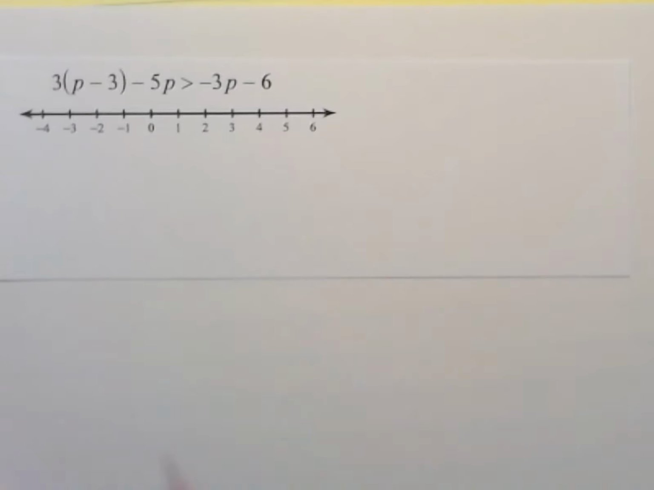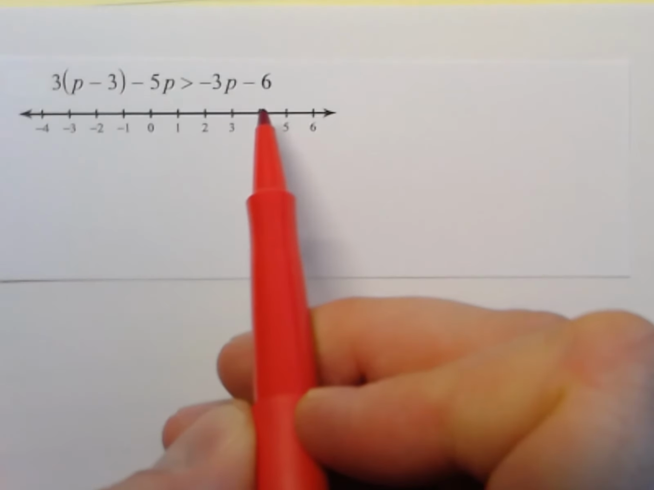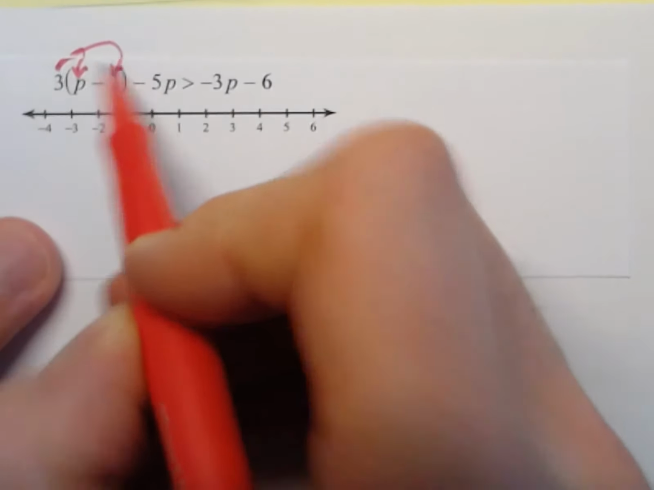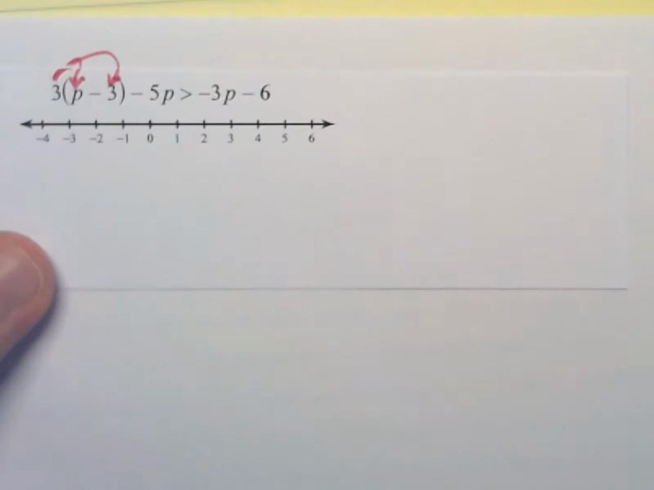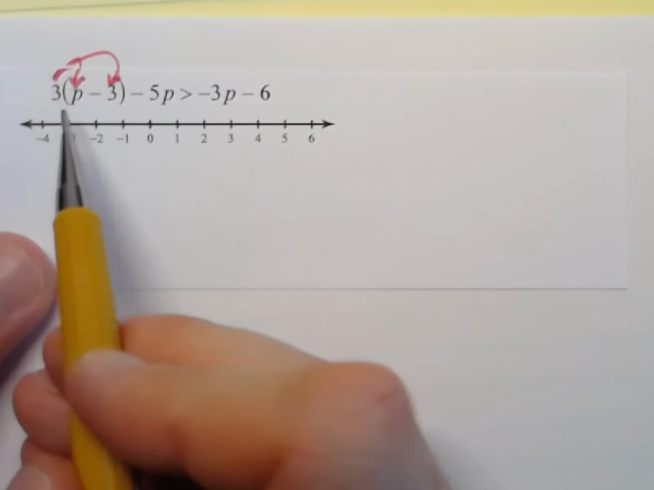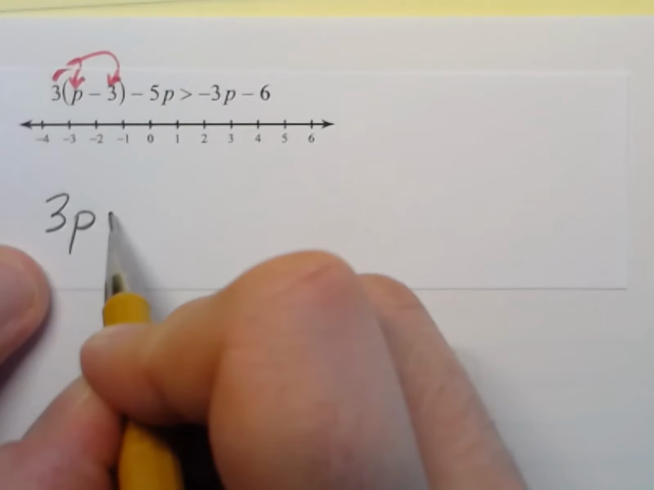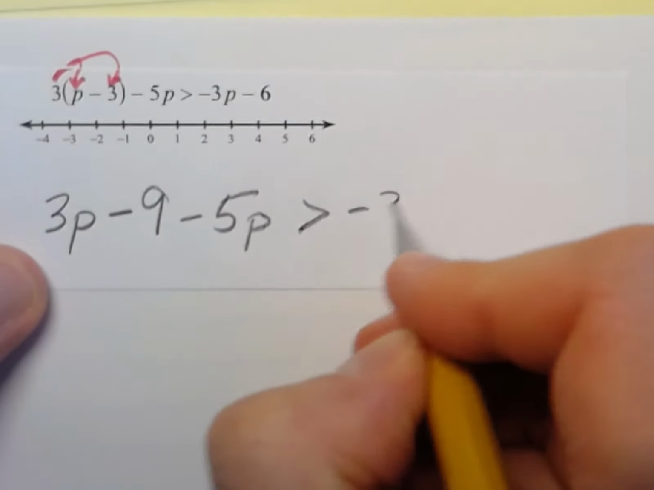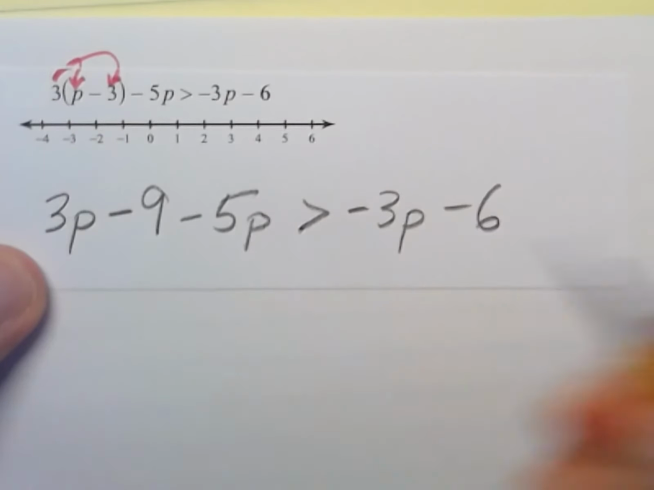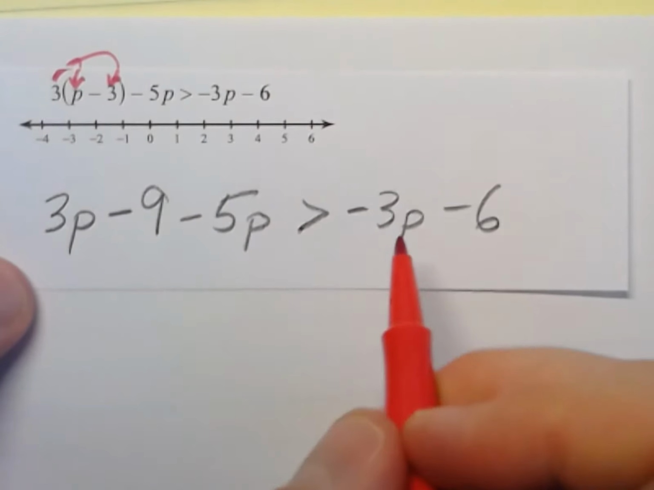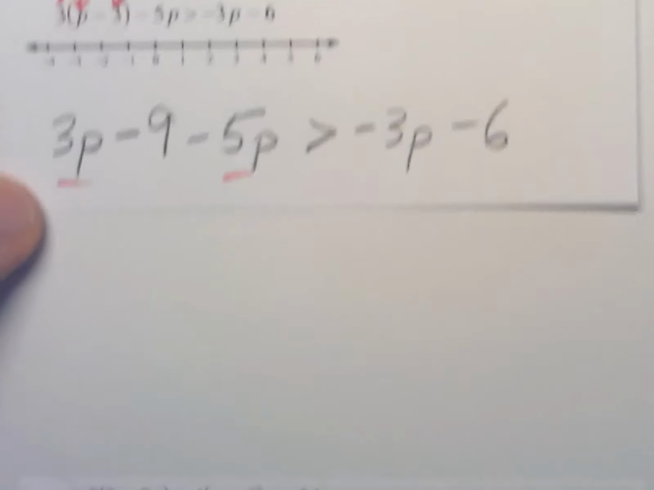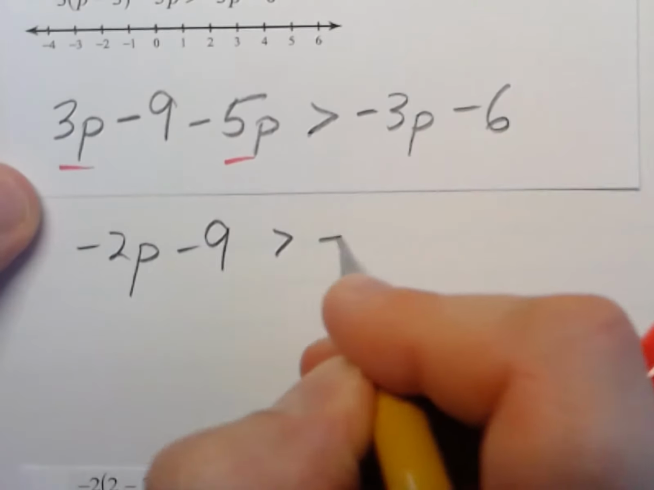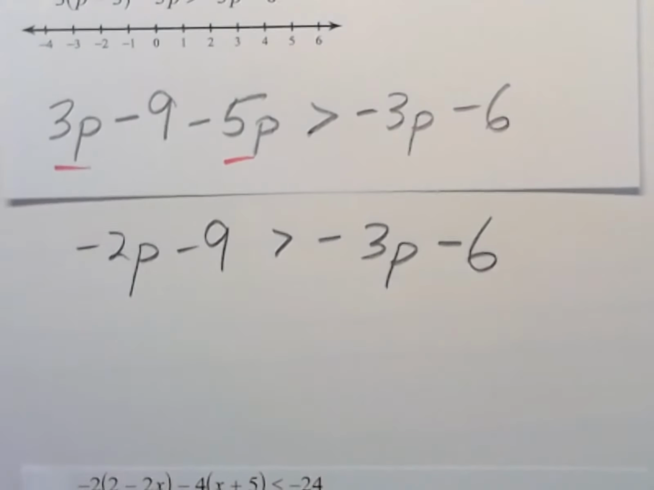Okay. So again, you got a lot of stuff going on. I think probably the best thing to do here is to get the p's over to the left, which is just a personal preference. I'm just going to do the distribution there because we got this p that's stuck in here. So that's going to give us 3p minus 9, and then we still have the minus 5p, and it's still all greater than minus 3p minus 6. So I can combine those. So 3 minus 5 is a negative 2p, and I still have the minus 9, and all that is still all of this. We're not changing any of it yet.